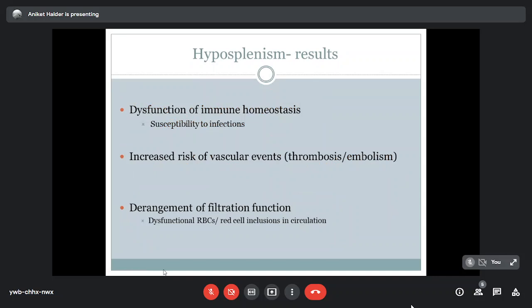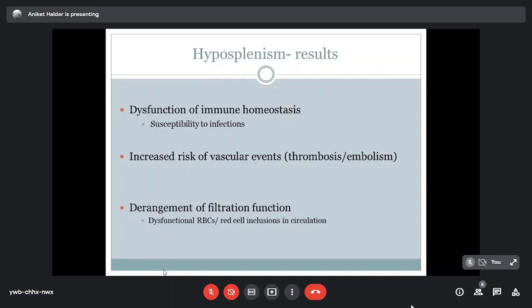So, what are the results of hyposplenism? The first important result of hyposplenism will be dysfunction of the immune homeostasis. As I had said, the spleen is involved in the immune and protective function. So, in hyposplenism, there will be decreased function of the macrophages and the different lymphocytes, and there will be increased susceptibility to infections.